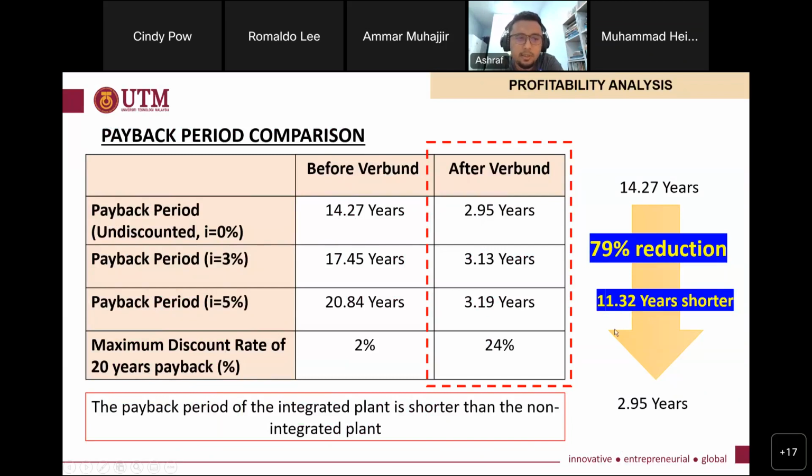So normally if your examiner asks, you have these four criteria, right? At 0%, 3%, 5%, and 20 years. Normally the realistic one would be 5%, because 5% is considered the interest rate being imposed if your project is funded by a bank, or if your project is funded by a company like Petronas. Normally the range is between 5 to 10%. So this 5% should be a realistic reference.